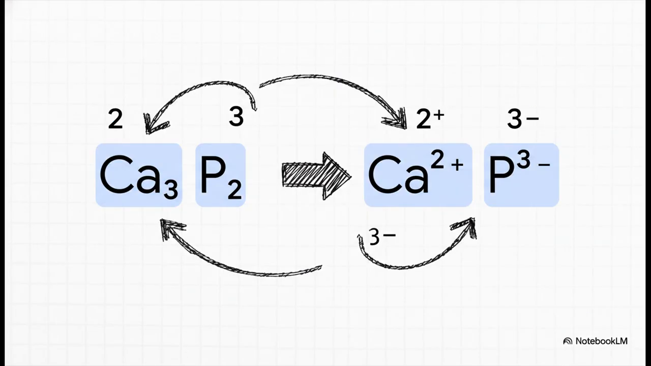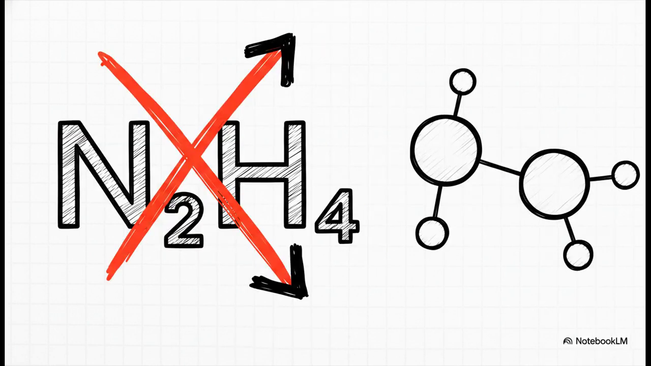Check out how this works. We take the subscript 2 from the phosphorus, and we bring it up, giving calcium a +2 charge. Then we take the 3 from the calcium, bring it up, and that gives phosphorus a -3 charge. And just like that, we know the oxidation number for calcium is +2, and for phosphorus, it's -3. Simple. All right, next up, hydrazine, N2H4.